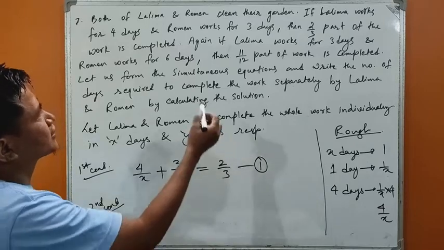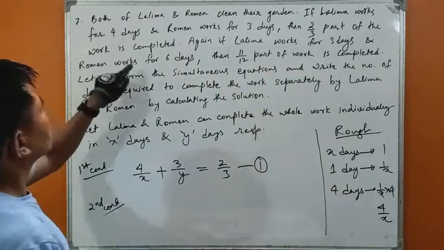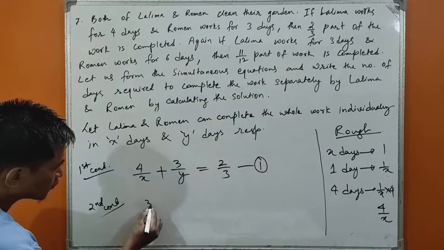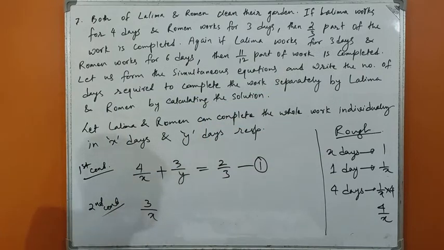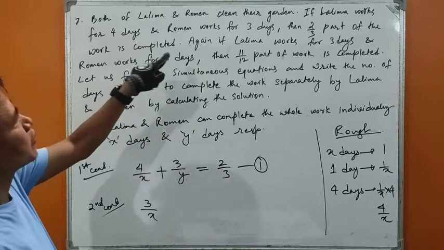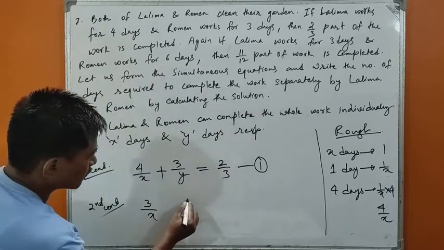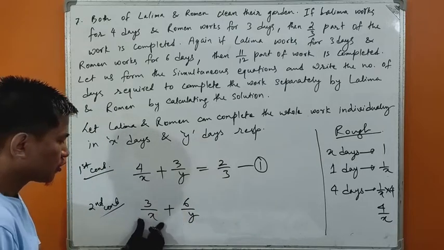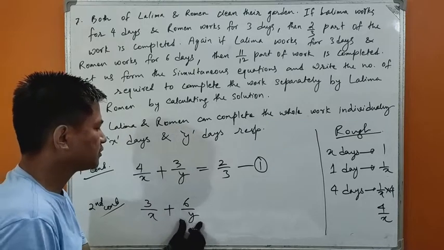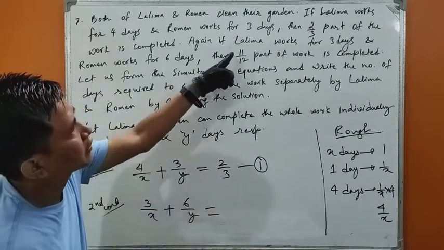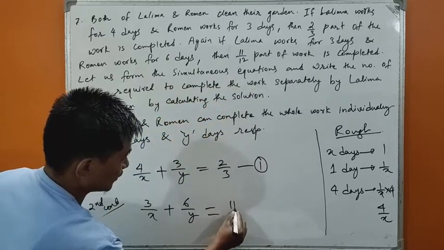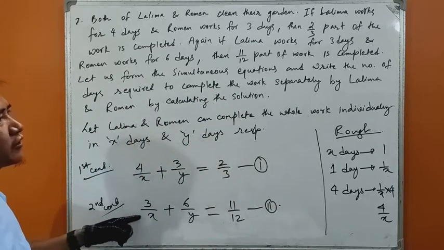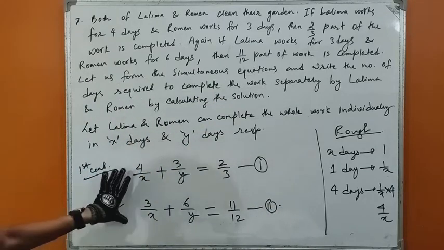Okay. Second condition is, again, if Lalima works for 3 days and Roman works for 6 days. Okay, Lalima works for 3 days, isn't it? If Lalima works for 3 days, 3 upon x part of the work can be completed, isn't it? And if Roman works for 6 days, 6 upon y part of the work is completed. In this case, the total work done by Lalima plus the work done by Roman will be equal to 11 upon 12 part of work is completed, isn't it? 11 upon 12 part of work is completed. This is equation 2. Okay. Now let us solve equation 1 and 2 and we will find the value of x and y.